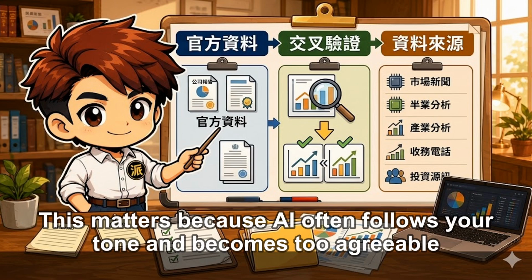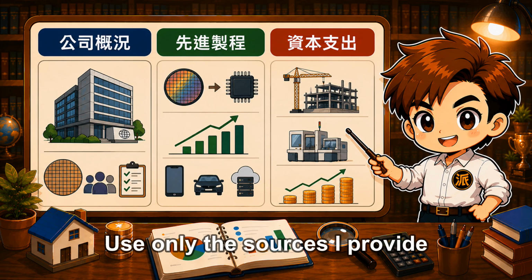Step 8 is the opposing case. Use a direct prompt, argue against this memo. List the 3 most important risks I may be underestimating, and name the official sources I should use to check them. This matters because AI often follows your tone and becomes too agreeable.